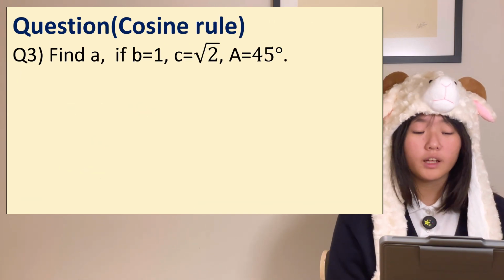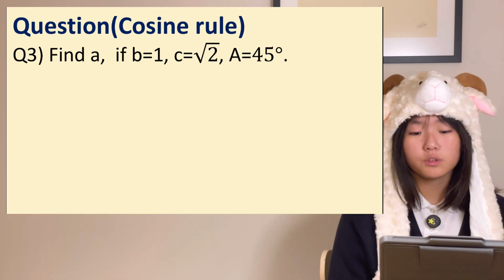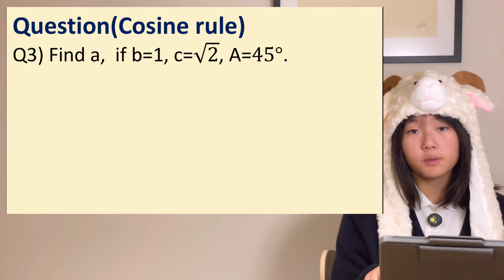Question 3. Find a when b equals 1, c equals the square root of 2, and uppercase A equals 45 degrees. For this one, you don't get a triangle, so make one yourself.